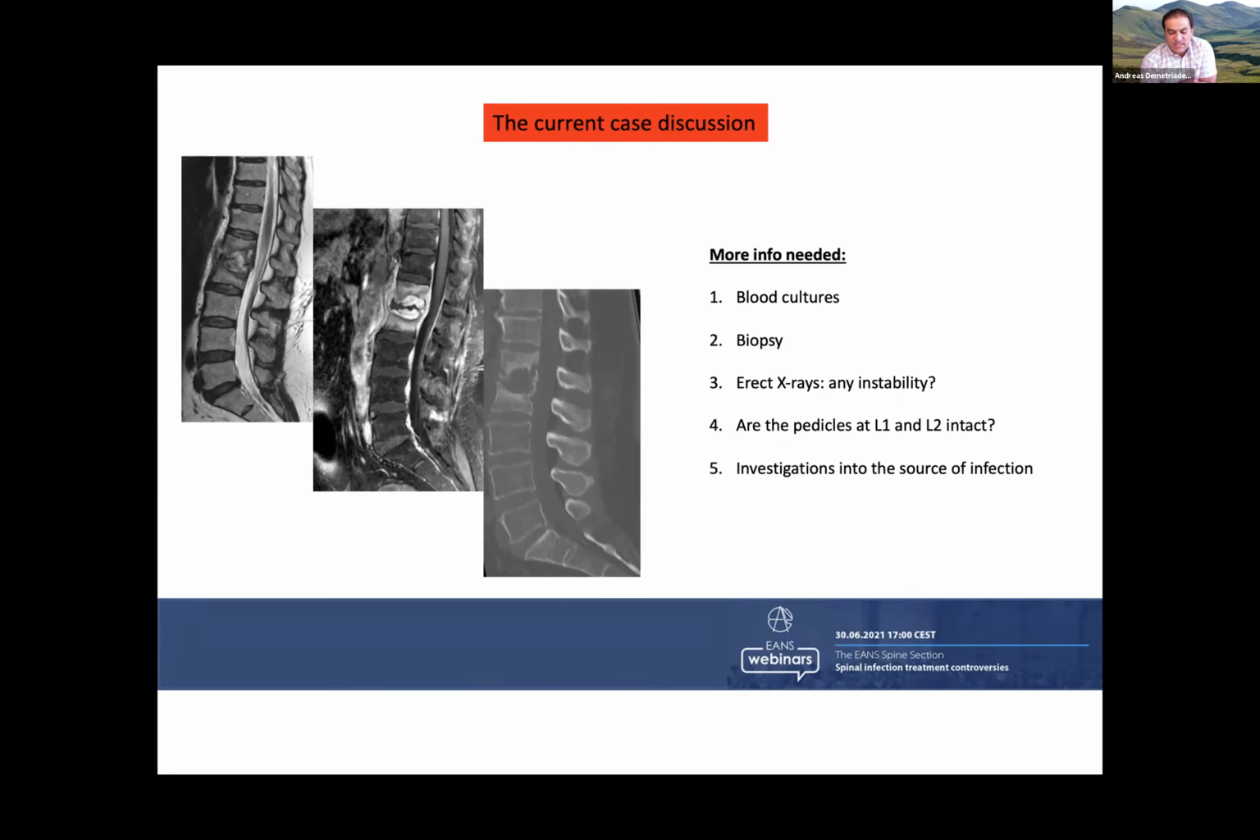There is more information needed, and I know this is a way of staging this discussion. But of course, before any decisions are made, we need to know the result of any blood cultures, the result of any biopsy cultures. I would also add that we need some erect X-rays to assess for any instability or kyphotic deformity. We need to examine the CT better to assess whether the pedicles at L1 and L2 are intact, because that will also affect the length of the posterior construct.